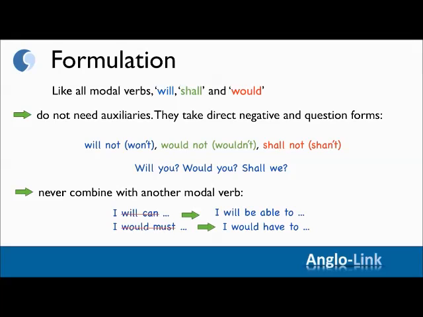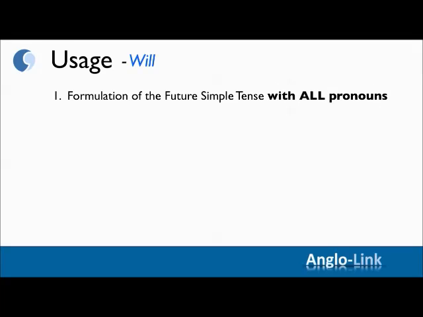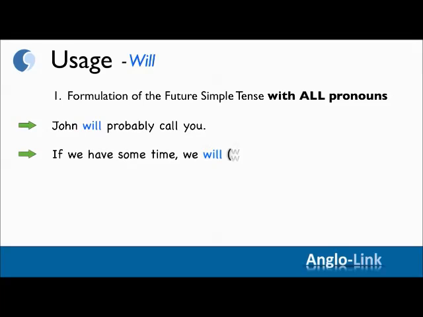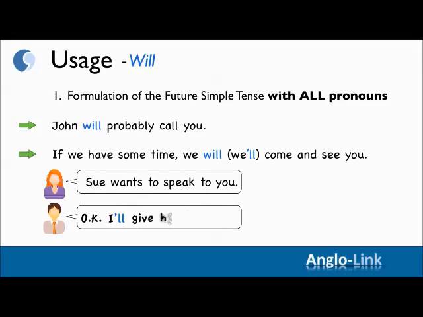Right then, let's look at their usages, starting with will. As you know, the first usage of will is the formulation of the future simple tense with all pronouns. John will probably call you. If we have some time, we'll come and see you. Sue wants to speak to you. Okay, I'll give her a call.